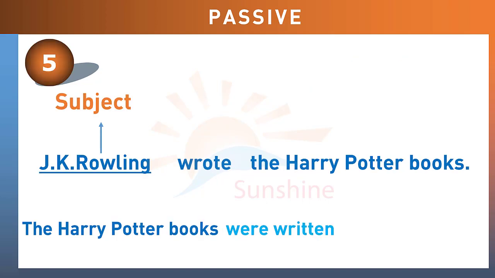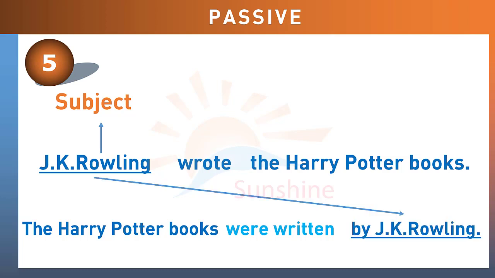Finally, for step 5, we take the subject in the original active sentence and we add the word by and add it to our passive sentence. The Harry Potter books were written by J.K. Rowling. We only add this agent if it adds information. Otherwise, this will be omitted from the sentence. Here, J.K. Rowling is not omitted because it adds information.